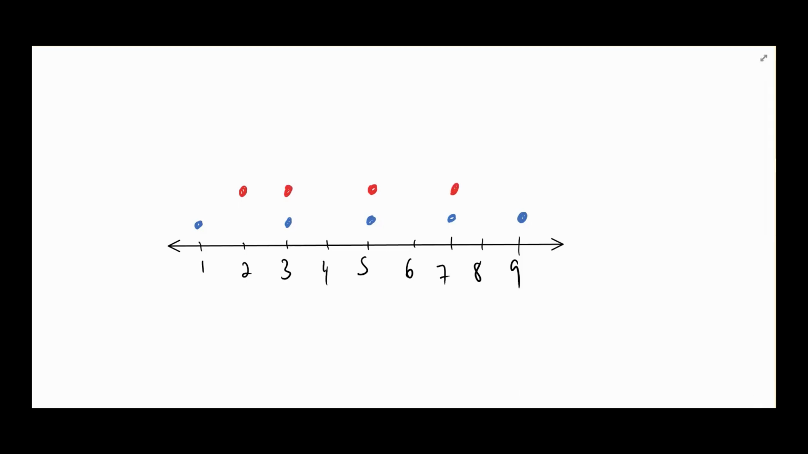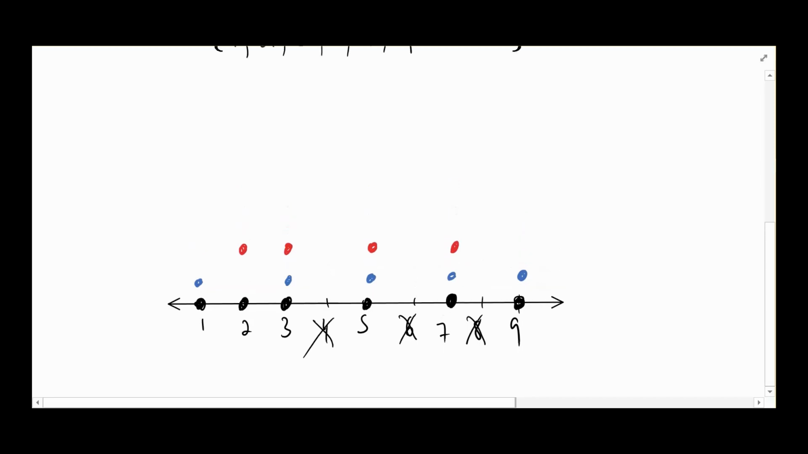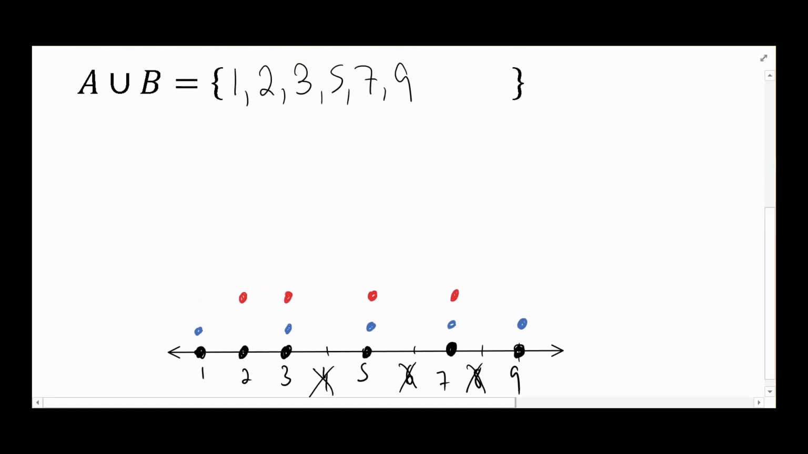And for the union, basically what we want to look for is to say, do I have blue or red? Either one. If either one's above me, it's part of the answer. So there is something above 1. There is something above 2. There is something above 3. There's not something above 4. There is something above 5. There's not something above 6. There is something above 7, not 8. And there is something above 9. So graphically, our answer is 1, 2, 3, 5, 7, 9, and that is what we got up there as well.